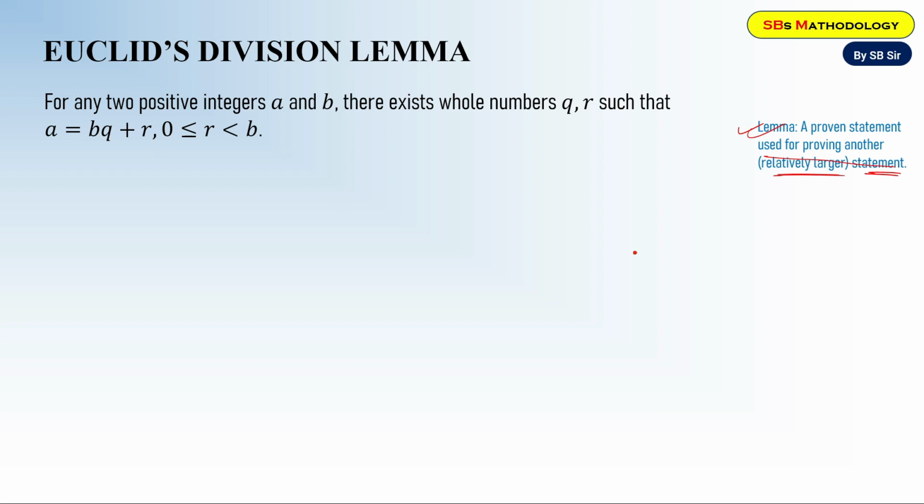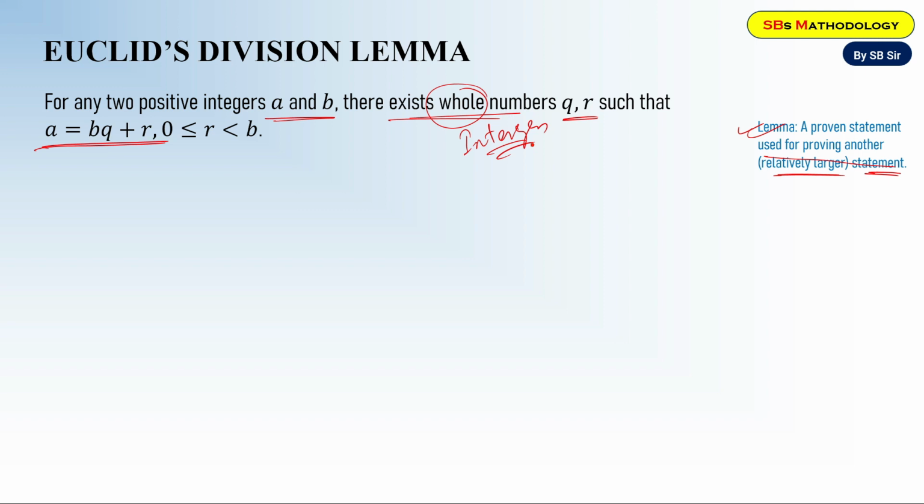Now, what is the statement of Euclid's division lemma? Euclid says that for any two positive integers a and b, there exist whole numbers q and r such that a equals bq plus r. Now in many of your books or on the internet, it is written that there exist integers, not whole numbers. This is also true, but in the most general case, these two numbers q and r are whole numbers. What is the difference between integers and whole numbers?